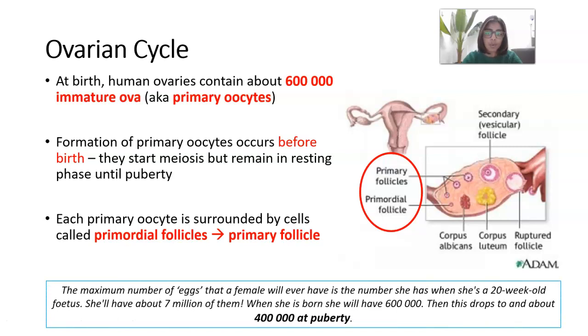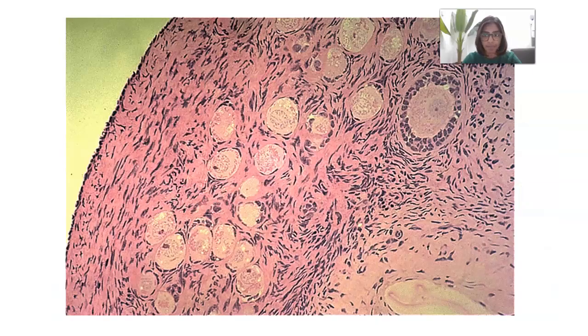Now, when we think about the maximum number of eggs that a female will have, that is actually produced when the female is 20 weeks old as a fetus, not a baby, but as a fetus. So the number of eggs will reduce until you have about 600,000, and that will then drop to about 400,000 that will go through this development phase.